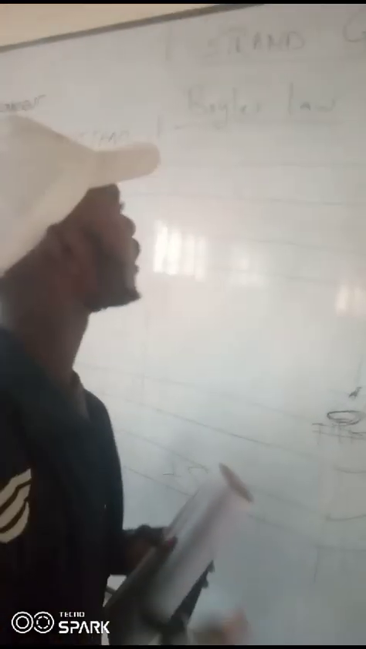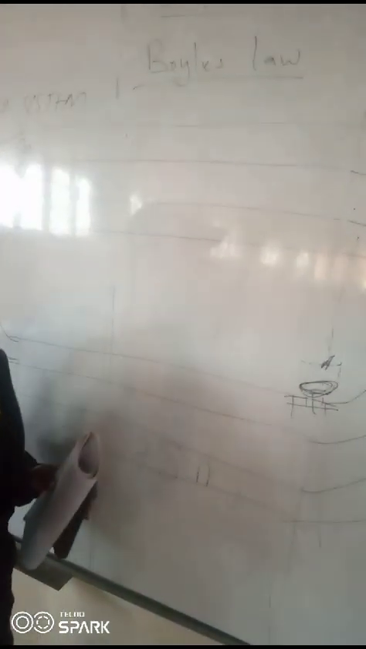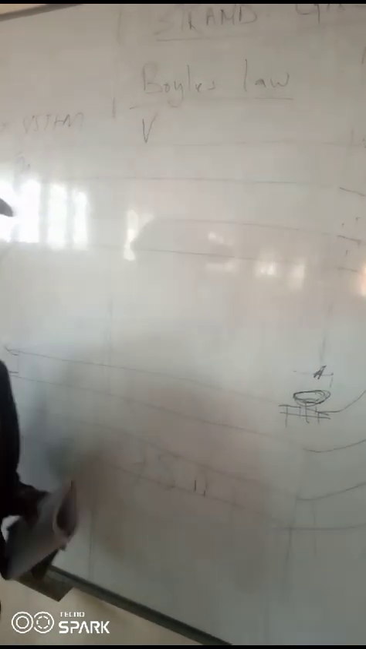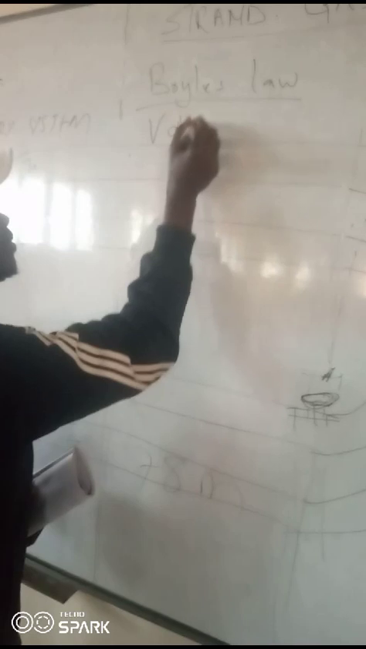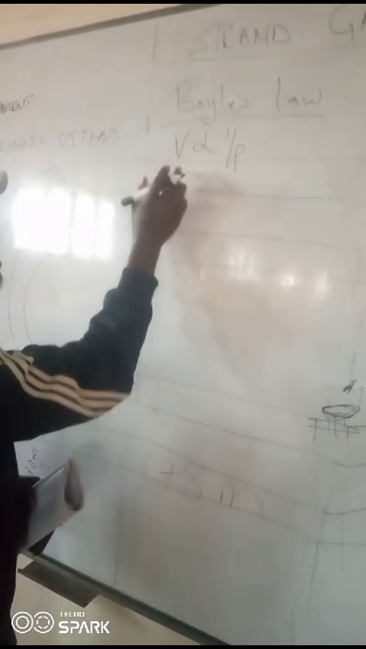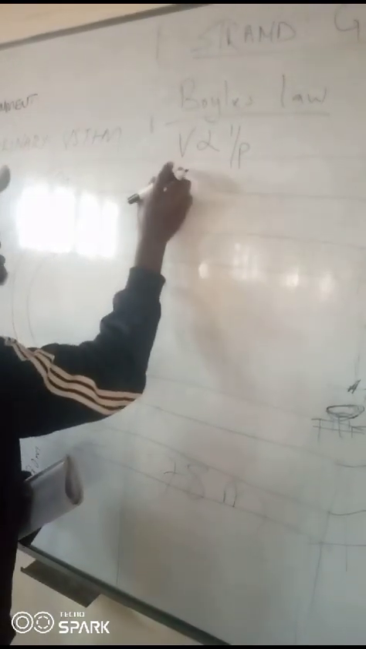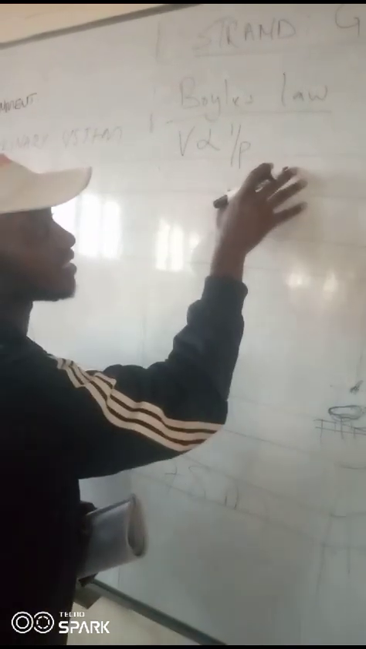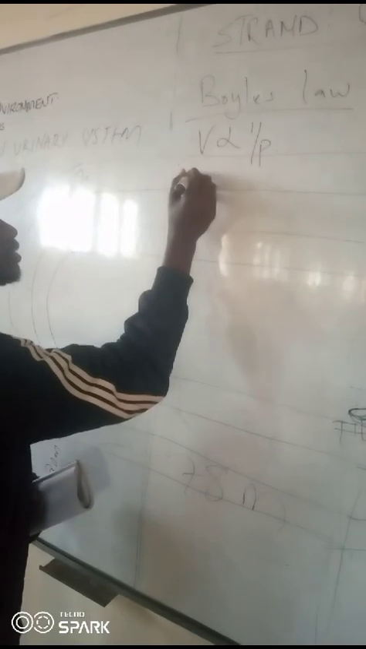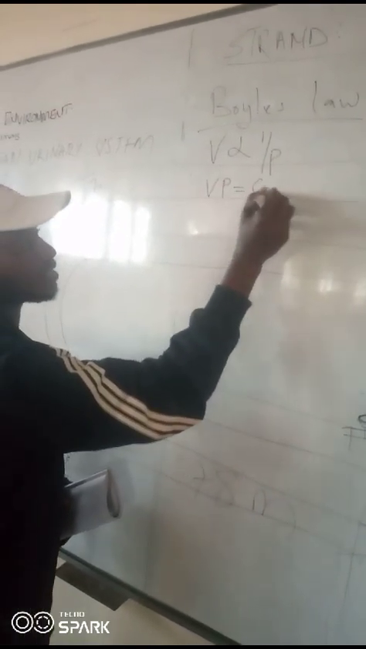In Boyle's law, we are going to look at the relationship between the volume of a gas and its pressure. Boyle's law states that the volume of a gas is inversely proportional to its pressure. When the volume increases, the pressure decreases, and when the volume decreases, its pressure increases. That's what we mean by inversely proportional. So we can say that in this expression, VP is equal to a constant.